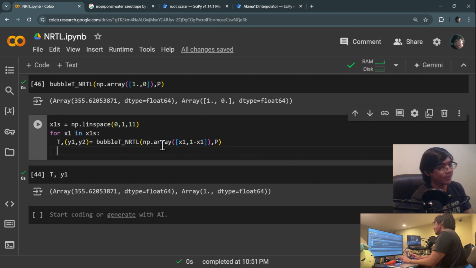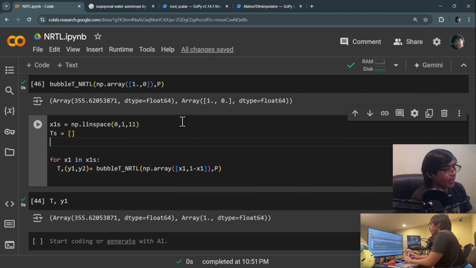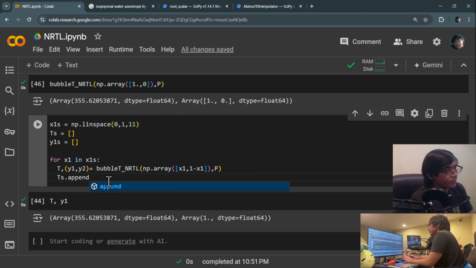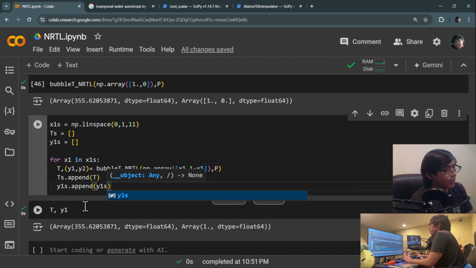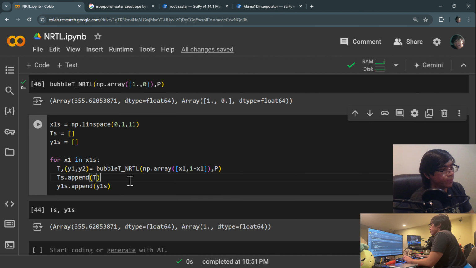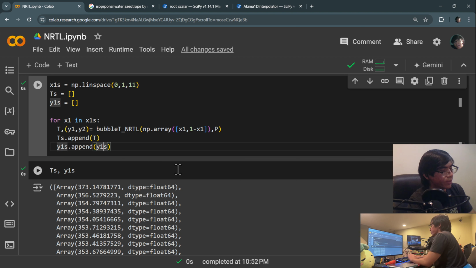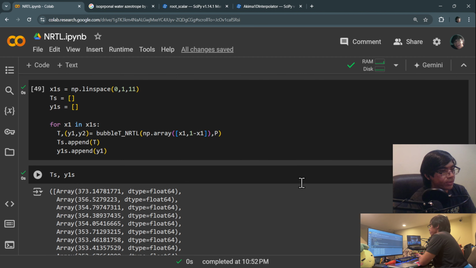Oh, that's right, I was saying we were putting these in lists. So let's make our list of temperatures and our list of y1s. All we have to do is append them in the loop as they're going. When you think about it, it's very simple. You append our t and you append our y1s. Let's take a look at those. Awesome. Oh, it's empty. Oh, not y1s, just y1. Okay, there we go. So we got points we can plot.